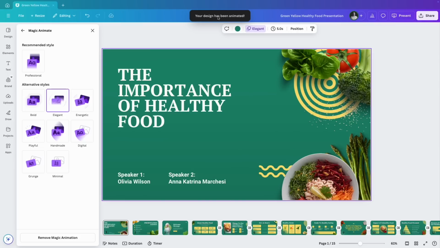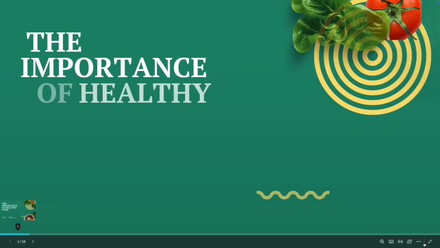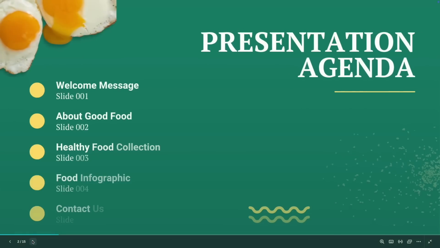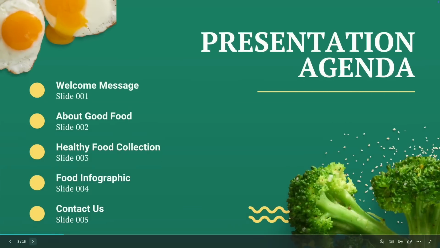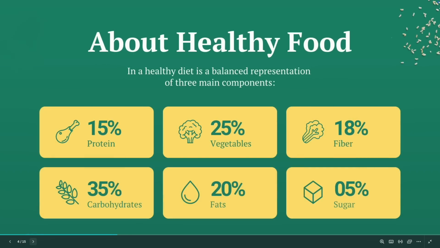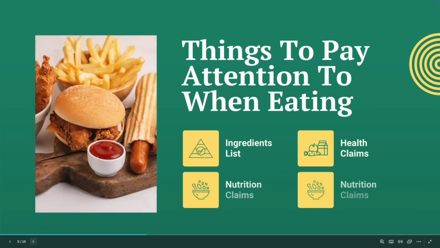At the top, you can see that my design has been animated. Now all my pages have animations, some with transitions between them and some with animations directly on the page. I will just switch to full screen so we can see the animations Canva created for me. And remember, I only clicked once. It was so easy to apply these animations. Thanks to AI, my entire presentation is now fully animated.